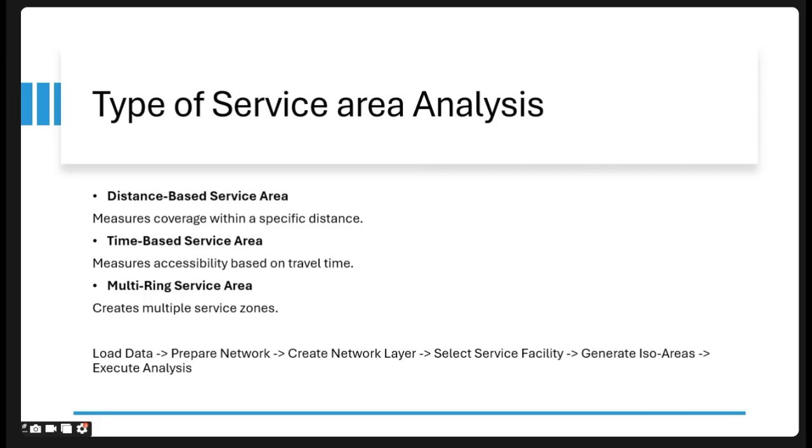Another important service area analysis is the multi-ring service area. It creates multiple concentric service zones around the facility based on different travel distances or travel times. For example, if your travel time is 5 minutes, or 10 minutes, or 15 minutes, then what service area are you supposed to get facilities in? It can be your market center or service facility centers for education, healthcare services, etc.